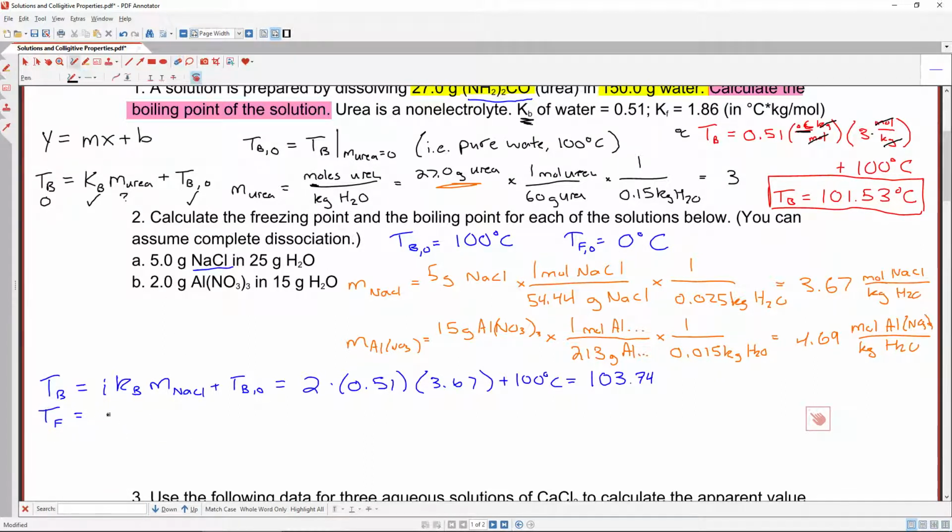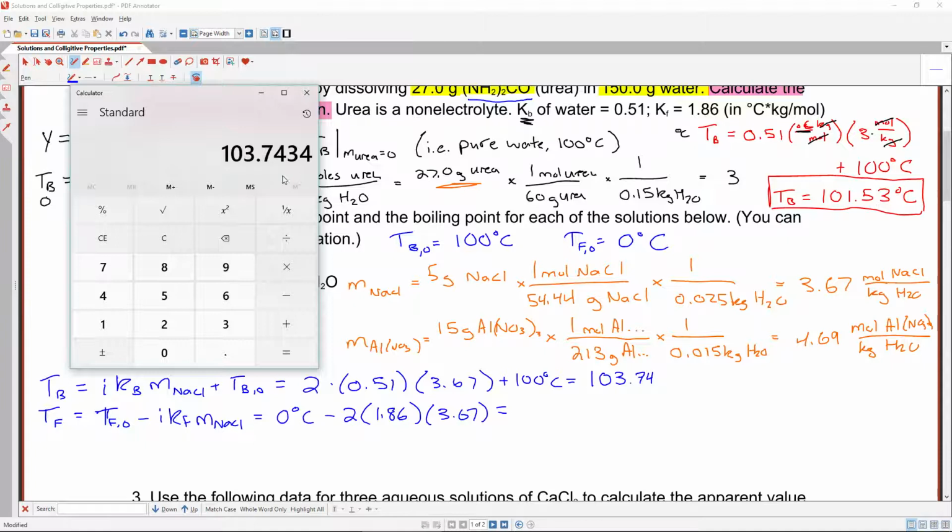So it should be your initial freezing point minus iKf. That's supposed to be an m. For NaCl, this is 0 degrees Celsius minus 2 times Kf from the previous problem, which is 1.86, and our molality is the same, 3.67. Right? And if we run that, let's not open up a new calculator. Oh, I forgot how to clear it. There we go. It's super wide again.